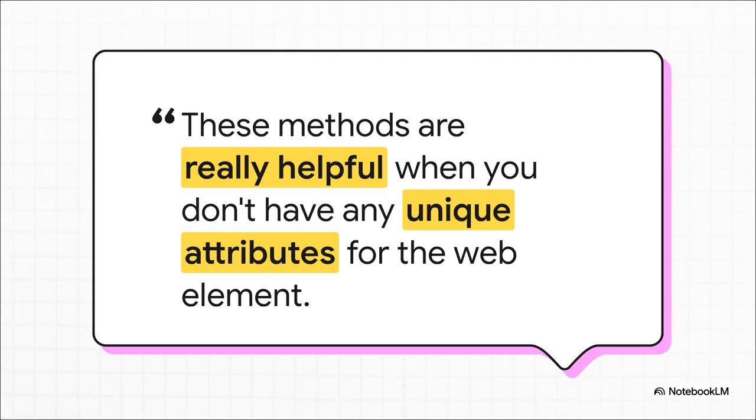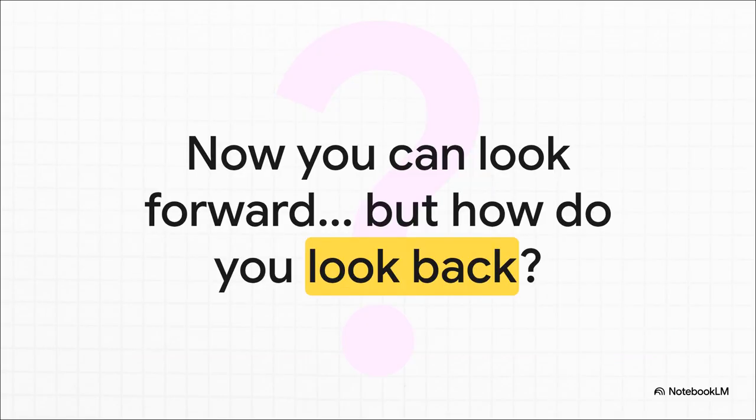And this is exactly why these axes are such lifesavers. They're essential for those moments when you're dealing with elements that have no unique IDs, no names, nothing. They let you build reliable locators based on an element's position relative to others, which just makes your automation scripts that much more robust. So, mastering following and following sibling gives you this powerful forward vision on a web page.